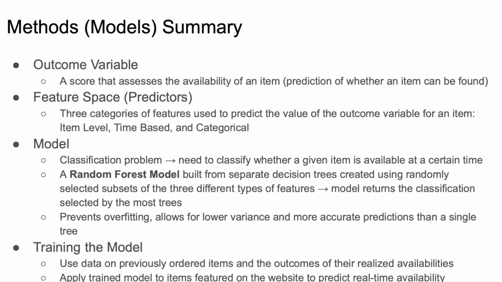availability of an item. So in order to generate model parameters that accurately predict an item's availability, the model first has to be trained on a set of training data. So Instacart used data on previously ordered items and the outcomes of their realized availability in order to generate these parameters. The trained model is then applied to instances of items as users search for groceries on the website and generates predictions of their availability. This is ultimately done in order to organize the results displayed to customers on the website based on the real-time availability score that is predicted by the model.